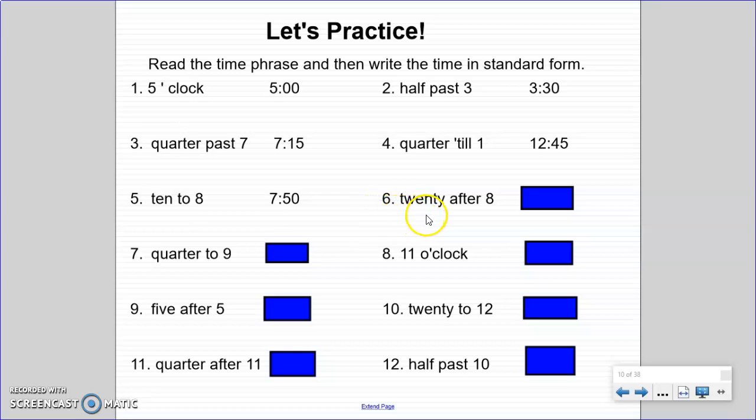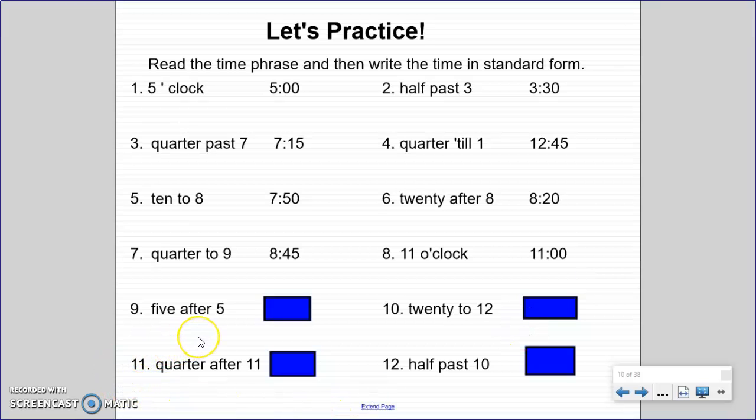Number 6, 20 after 8. What is that time in standard form? 8:20. Number 7. Think about this time, 8:45. What would that be in standard form? 8:45. Number 8, 11 o'clock, written in standard form, is 11:00.